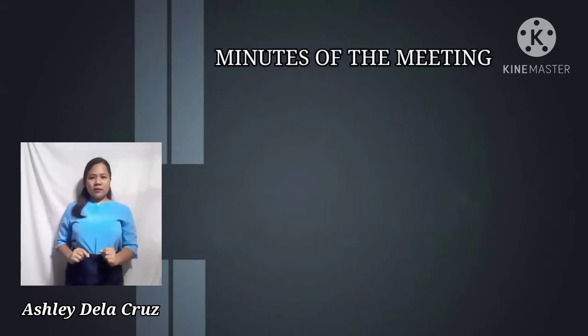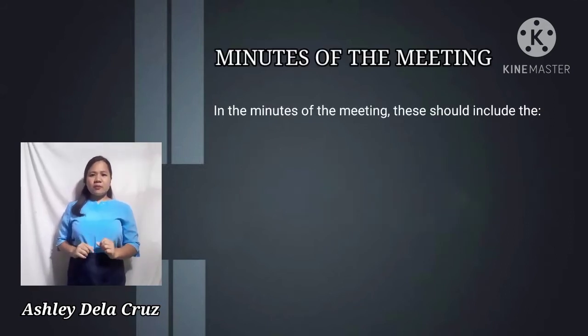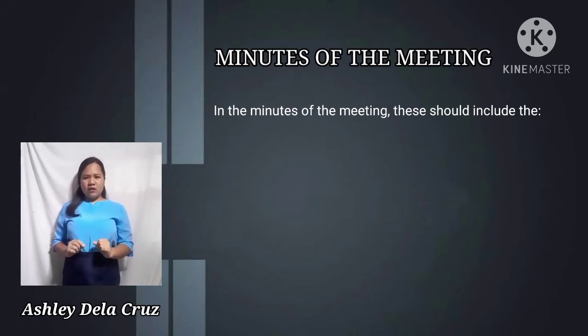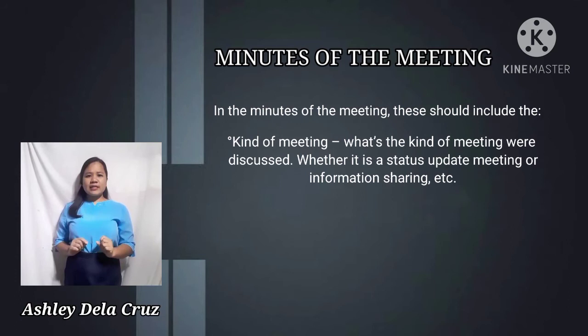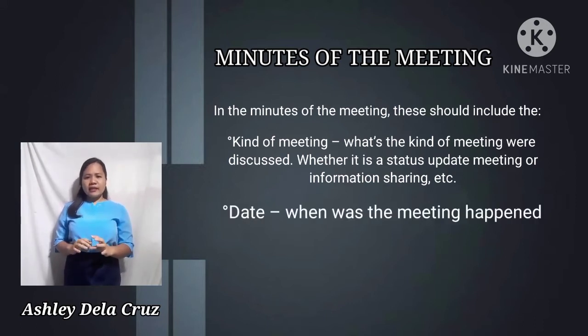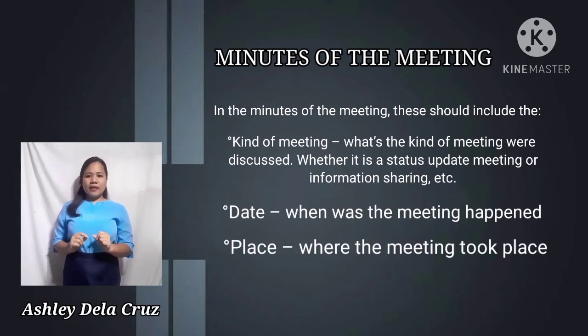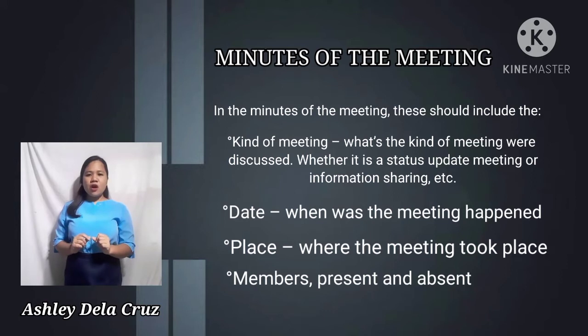Minutes of the meeting. The minutes of the meeting should include the kind of meeting, whether it is a status update meeting or information sharing meeting, etc. The date, when the meeting happened. The place, where the meeting took place. The members, who joined the meeting and who didn't.